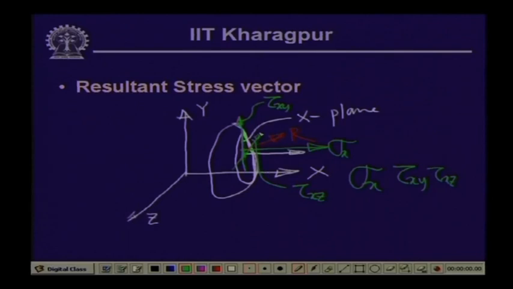Likewise, if we cut this body with a plane which is parallel to the xz plane, on a particular point of this plane we can get 3 components of the stresses, and they are sigma y, the shearing stress tau on the y plane in the x direction, tau yx, and the shearing stress tau in the y plane in the z direction, tau yz.